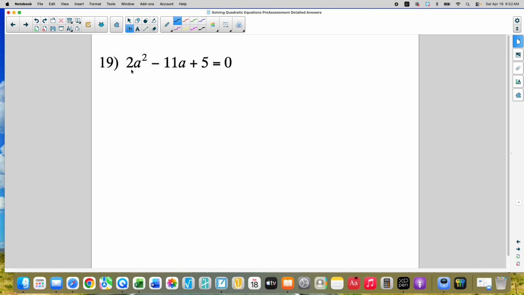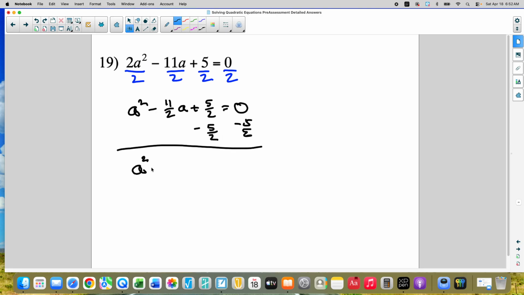So a has to be, so let's divide everything by 2 first. Let's get rid of my a value. Let's make my a value 1. So that gives us a squared minus 11 halves a plus 5 halves equals 0. Let's move the constant. We can do fractions. You shouldn't be intimidated by fractions. Fractions are just numbers, just like whole numbers.